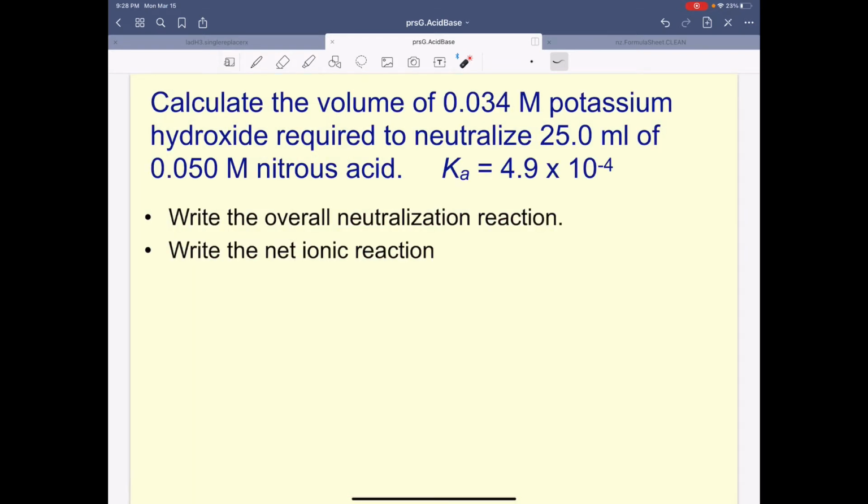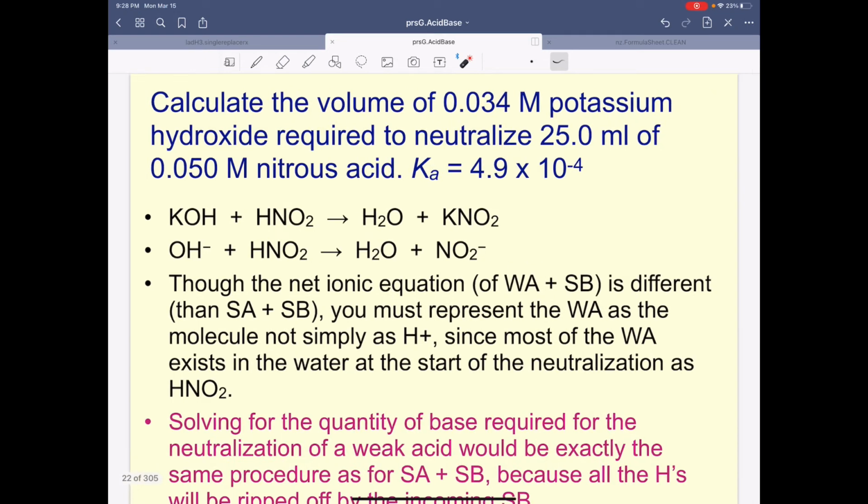Now we can do the same. Let's calculate what volume of potassium hydroxide we'd need to neutralize some nitrous acid. And we don't know much about Ka yet, and we actually don't need it. We don't want to be distracted. We should write reactions, pause, and try that. And so there's a difference here. We've got our potassium hydroxide, our nitrous acid. Of course, we're generating water, and we've got the very soluble potassium nitrite.